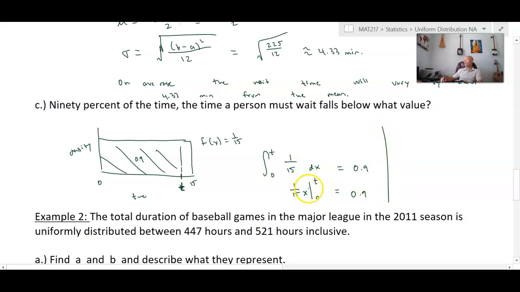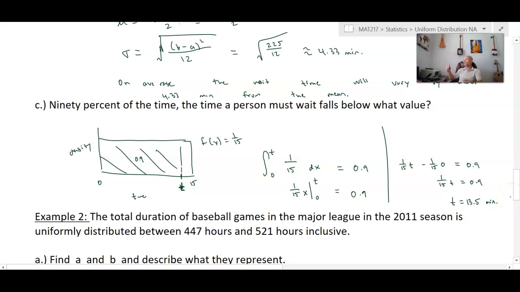So we'll do 1/15 t minus 1/15 of 0 equals 0.9. This is going to equal 0, so we have 1/15 of t equals 0.9. And now we can just multiply both sides by 15, giving us t is equal to 13.5 minutes.